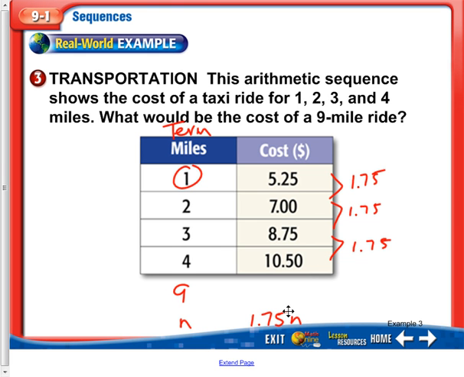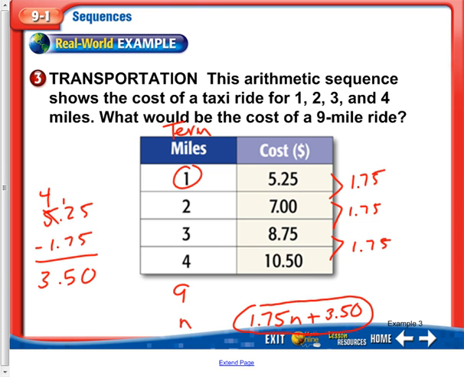Well, 1 times 1.75 is 1.75. So what is the difference between 5.25 and 1.75? We have to be able to add that extra to it. Well, I get a 0 there, and I'll have a 5 here, and a 3 here. So it's 1.75 times n plus 3.50, or 3.5. And this is the expression used to represent this sequence.